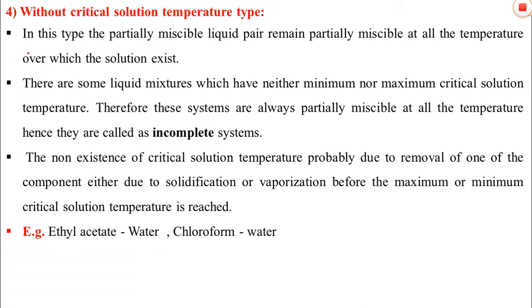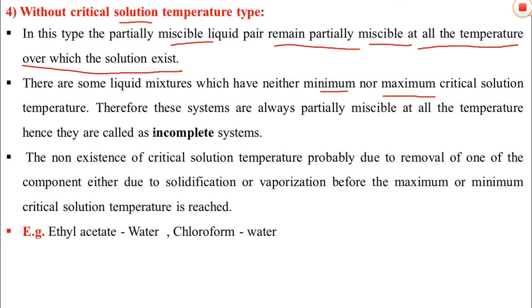Our last type is the one without a critical solution temperature. In this type of solution, the partially miscible liquid pair remains partially miscible at all the temperatures over which the solution exists. In this type of liquid mixture, they have neither a minimum nor a maximum critical solution temperature. Therefore, these systems are always partially miscible at all temperatures. Hence, they are also called incomplete systems.